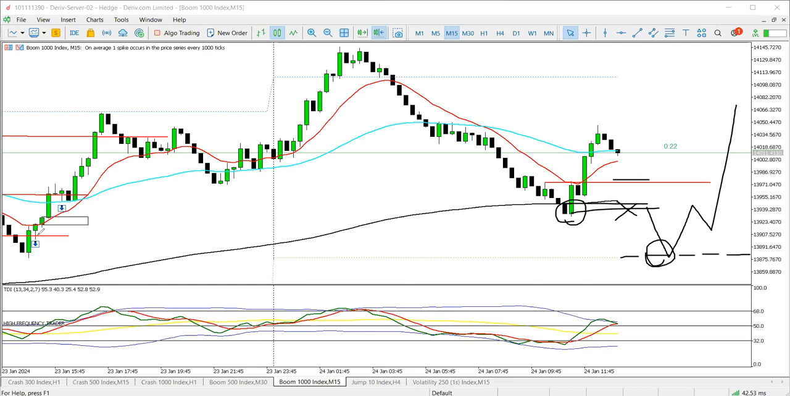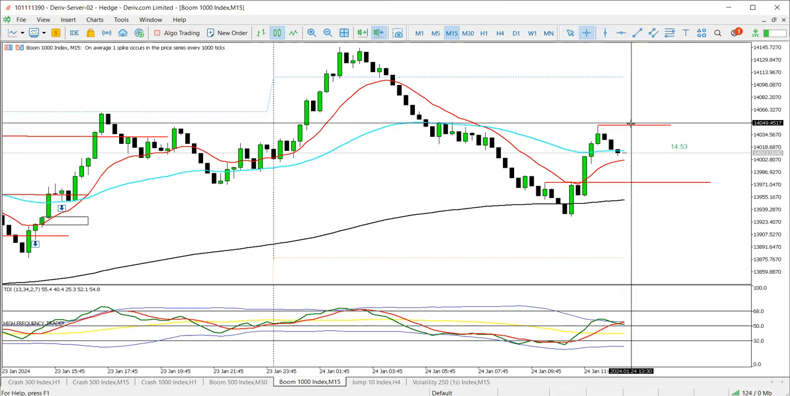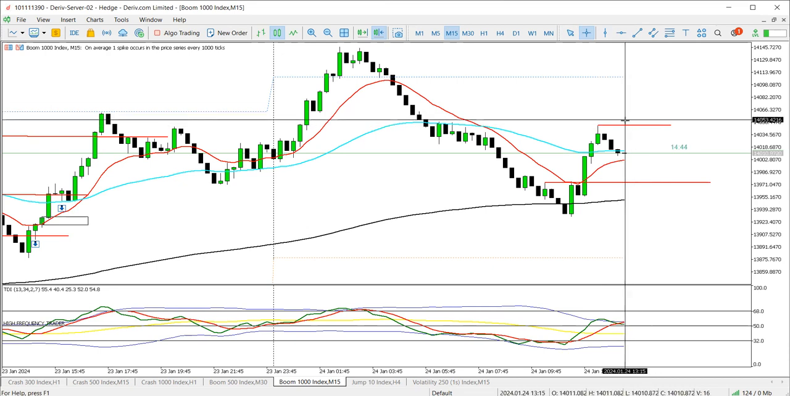But otherwise, 13.975. That's my point of interest for B1000. Then the worst case scenario would be around 13.880, around that area. That's where we'll be looking to buy from. So sometimes price will have momentum and they'll decide to push up without reaching our zones. So we can consider a quick buy if we close above 14.045.